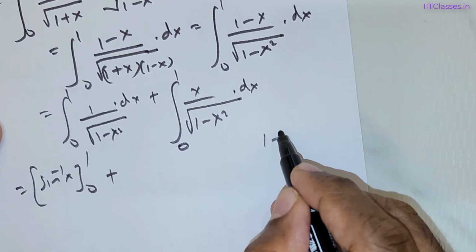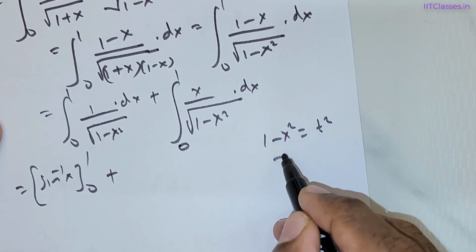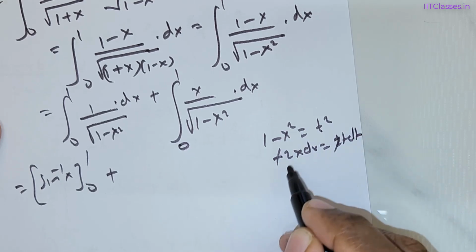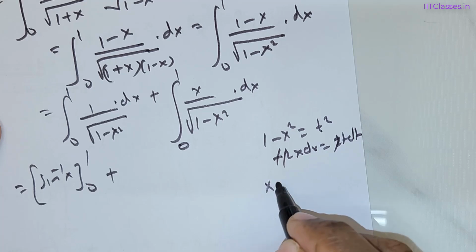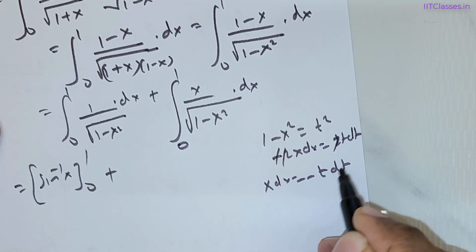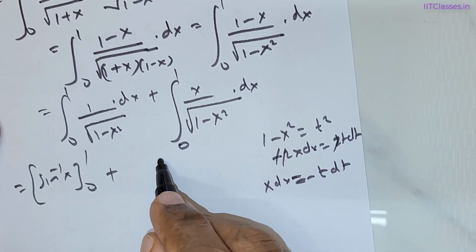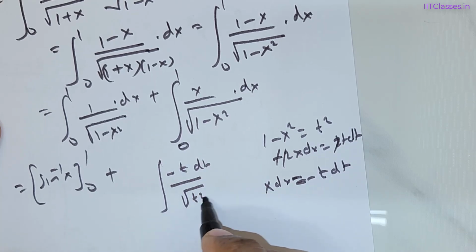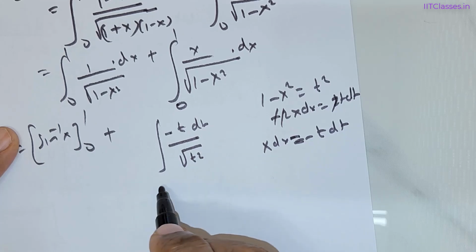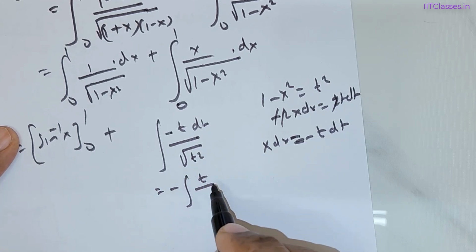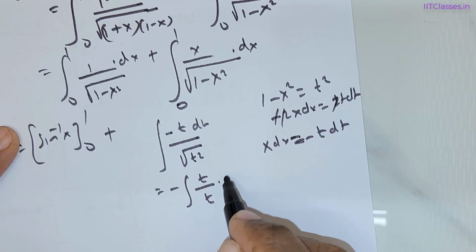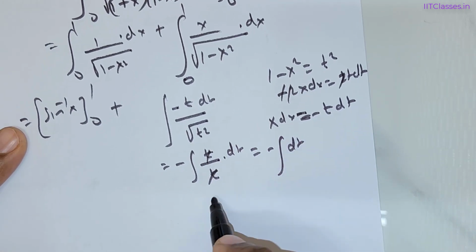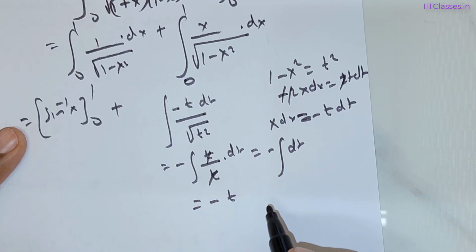Now for this I'm going to take 1 - x squared equal to t squared. So -2x dx is equal to 2t dt. The 2 gets cancelled, so you have x dx equal to -t dt. Substitute that: -t dt divided by root of t squared, which is -t over t times dt. The dt gets cancelled, and you're getting negative integral dt, which is nothing but -t.